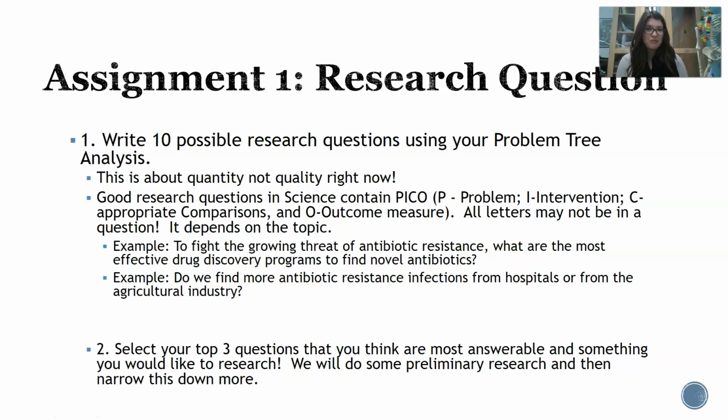Go back to your problem tree analysis. It lays out a lot of really interesting things that you brainstormed or did a little bit of preliminary internet search on.